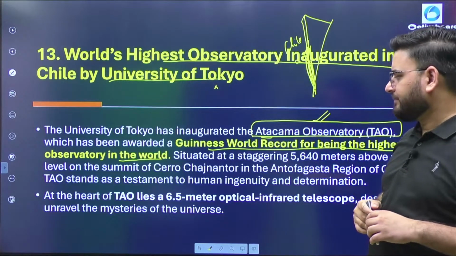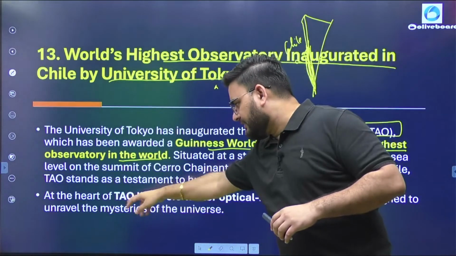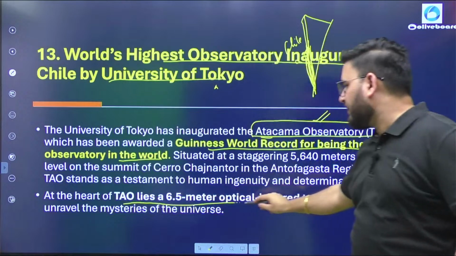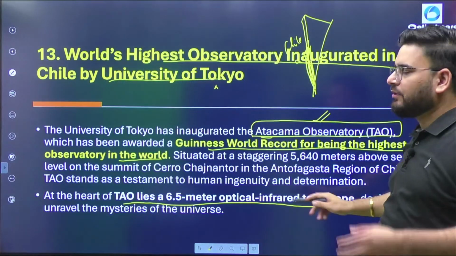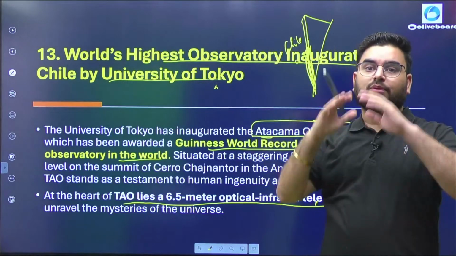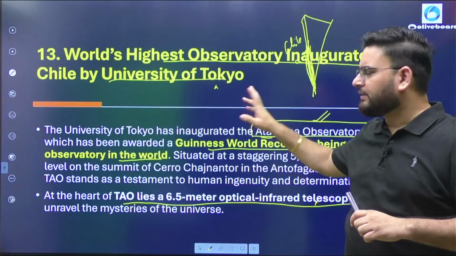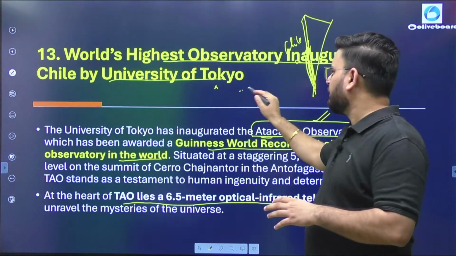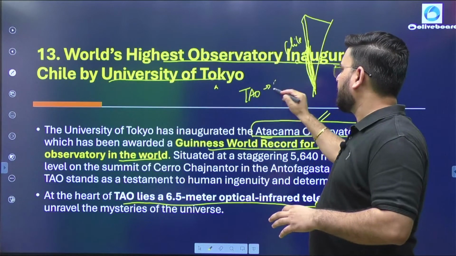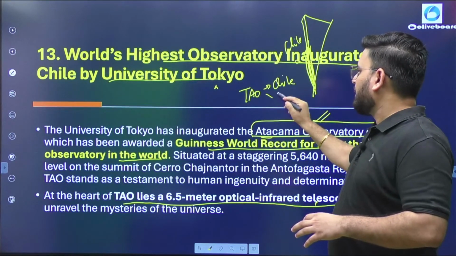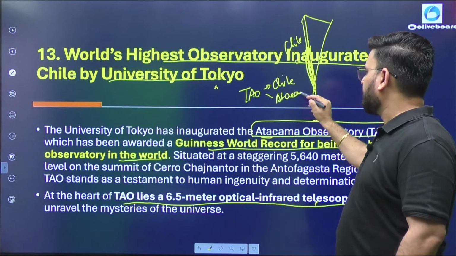So you have to remember this. In this observatory lies a 6.5 meter optical infrared telescope to view the universe and to understand its formation. You don't have to remember or go into the depth. Just remember the University of Tokyo, and where it is: in Chile, Atacama Desert.